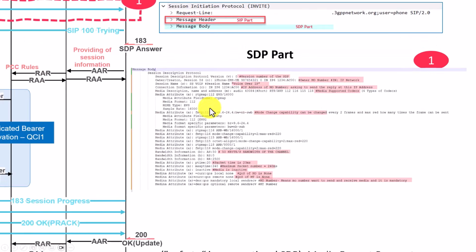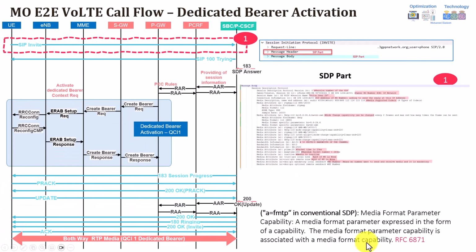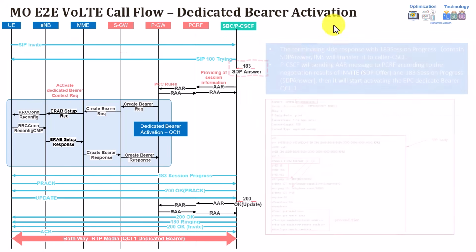So this is the SDP part. It's very important to understand it. And here I just refer to the RFC for this particular part related to the capability of the media change, if you would like to refer to the details about the RFC number for the point which I'm mentioning here. Now let's move to the next message.